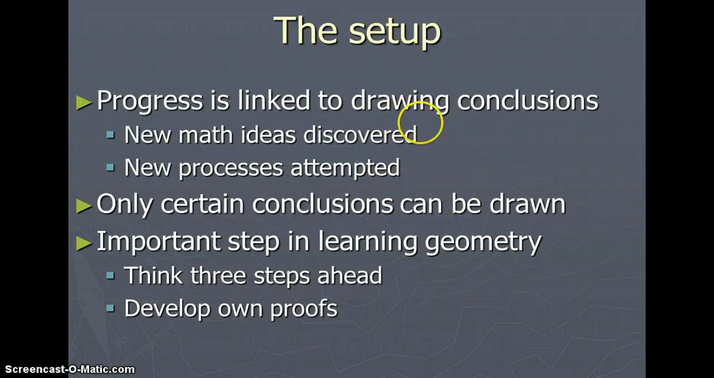So progress is linked to drawing these conclusions, that ideas are discovered and we attempt different processes that we hadn't attempted before. And it's very important that we understand that only certain conclusions can be drawn. So if I give you something with right angles, you're not going to say that an angle is obtuse necessarily, unless you have enough information in the given.